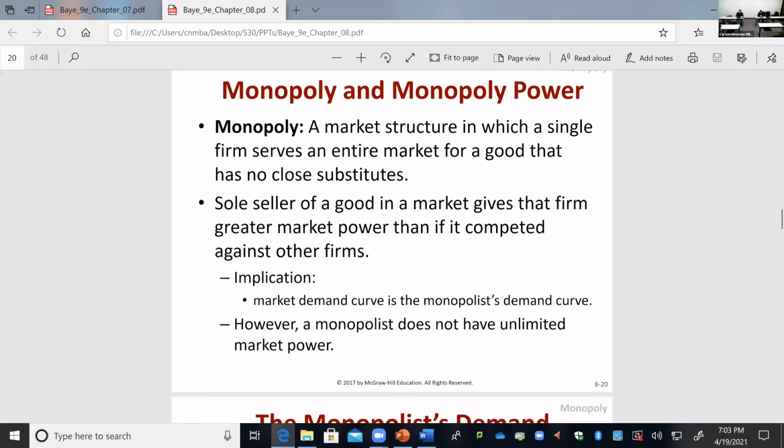Yep, we just said that. Monopoly. Now, monopoly is the other extreme. A monopoly is one firm owning the entire industry. Are there any monopolies?